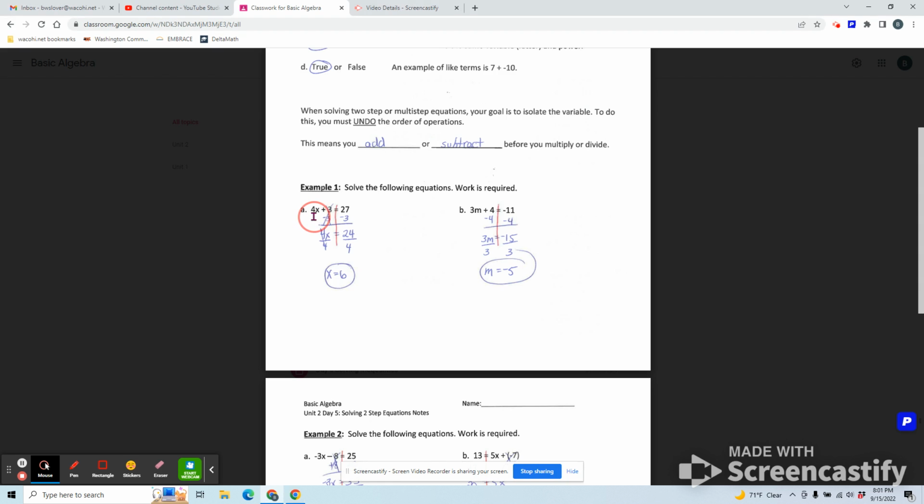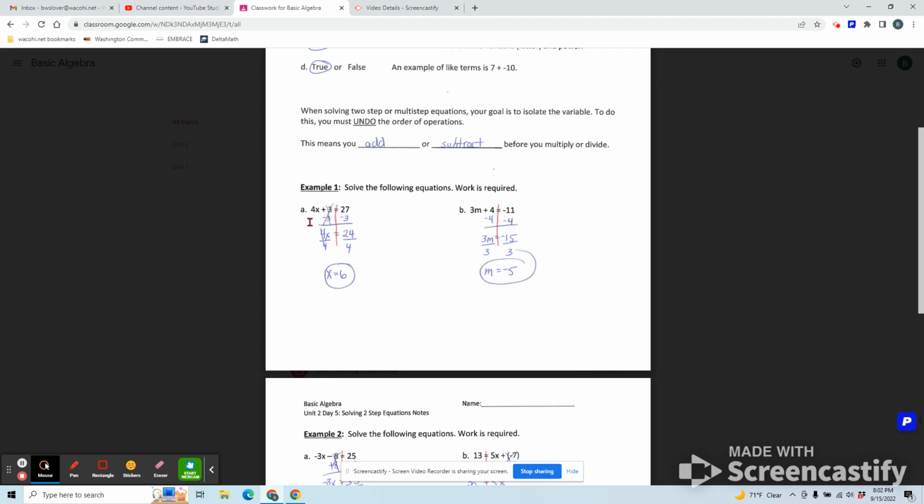So my goal is to get the 4x all by itself. Well, it says 4x plus 3 equals 27. Okay, the 3 and the 27 are on different sides of the equal sign. That's what this red line is indicating. They're on different sides. So I cannot combine them to get 30. So once again, I cannot do that. They're on different sides of the equal sign.